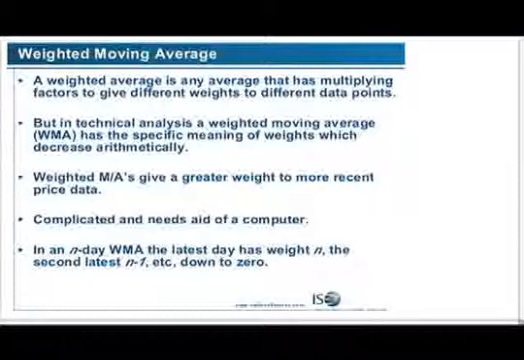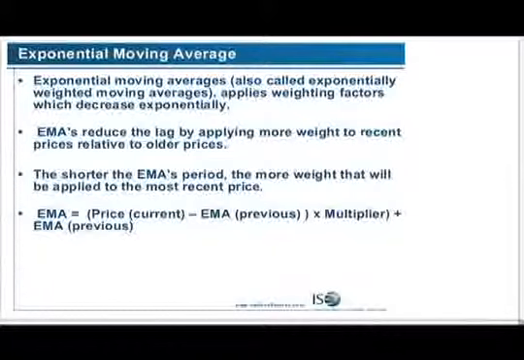Using an N-day weighted moving average, the latest day has weight N, and you apply what that percent is. The second has N minus 1, etc., down to 0. So N minus 2, 3, 4, and if it's a 50-day, N minus 49. So you're giving a higher weight to the more current price.